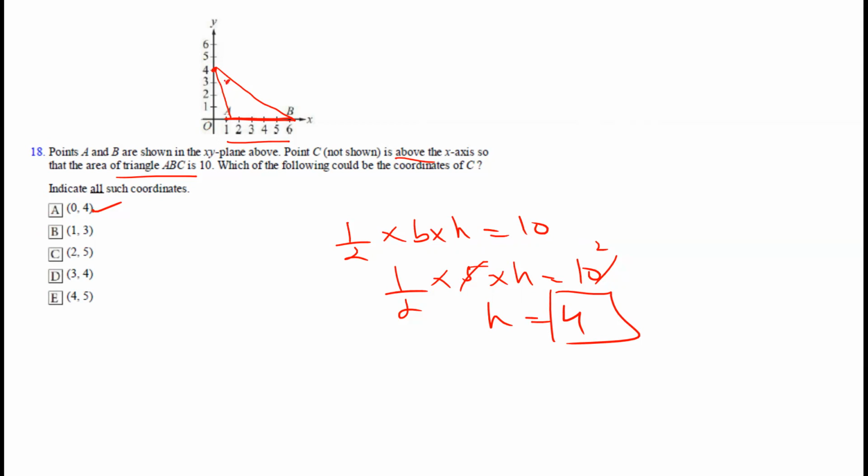If this is the case, then the height is not 4, so this cannot be the case. Any figure that has y more than 4 or less than 4 will not be sufficient for this triangle. So this will not be the right answer. This will not be the right answer. Yes, 3 and 4 will be the right answer.